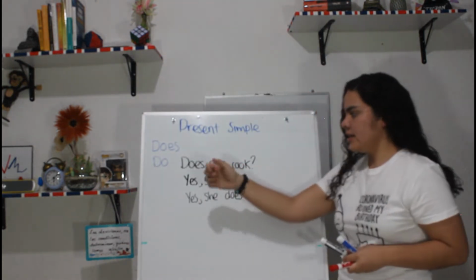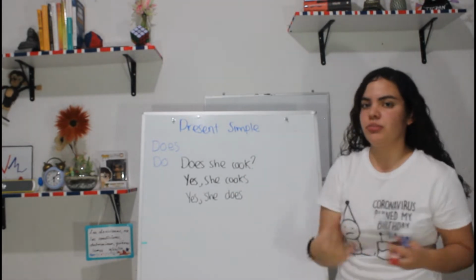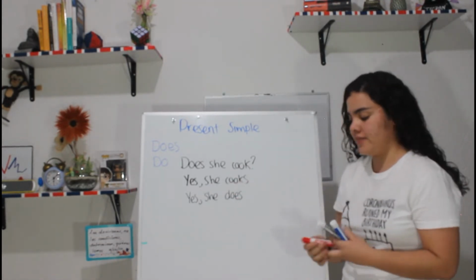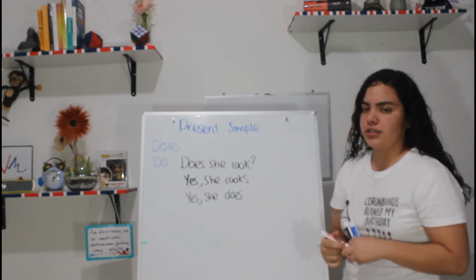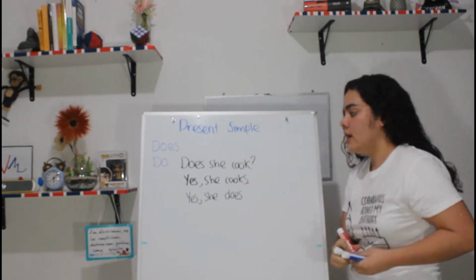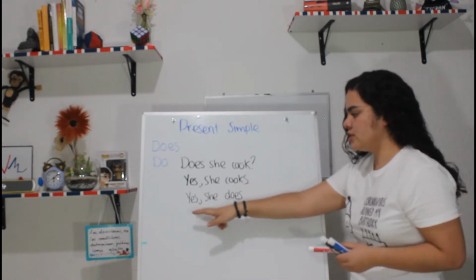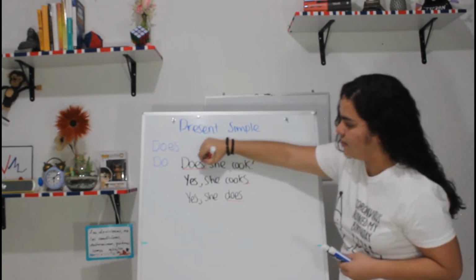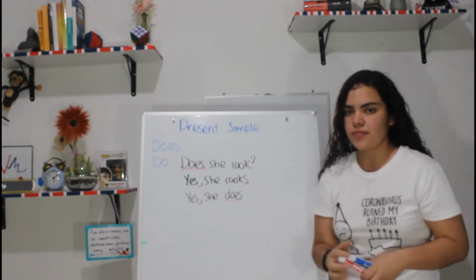So we are using the auxiliary does in the question, and in the answer we can answer in two ways. We can use the verb or we can use the auxiliary. We have, does she cook? Yes, she cooks. We need to use this S because we're using a singular pronoun. But if we are not to use the verb, we would just use the auxiliary again. We have does, and it would be the same if it was plural. We would just use do.